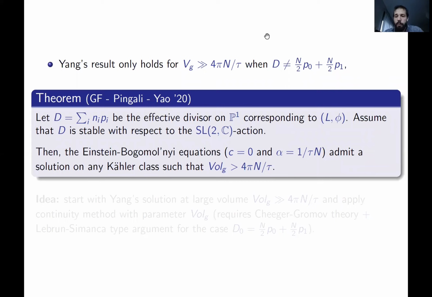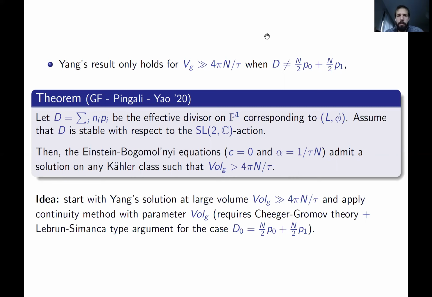I'm not going to comment much on this proof, because it essentially follows by the same methods that we prove that the solution can be deformed from Yang solution to the interior of the interval. But the idea is to start with Yang solution at large volume, and then apply the continuity method with parameter the volume, so the Kähler class, because you just have one line of Kähler classes, and you can do this. And this requires the use of Cheeger-Gromov theory, and in the strictly polystable case, you need to apply some LeBrun-Simanca type argument to be able to perturb a little bit around a given solution.